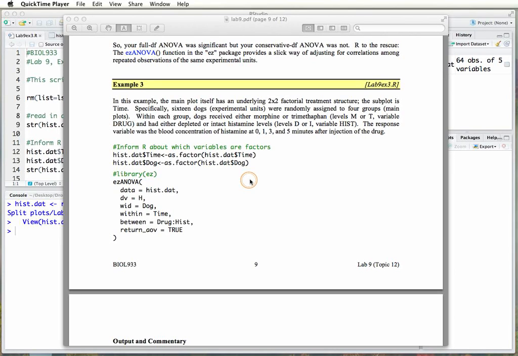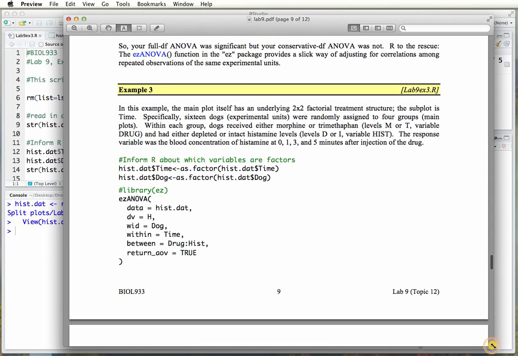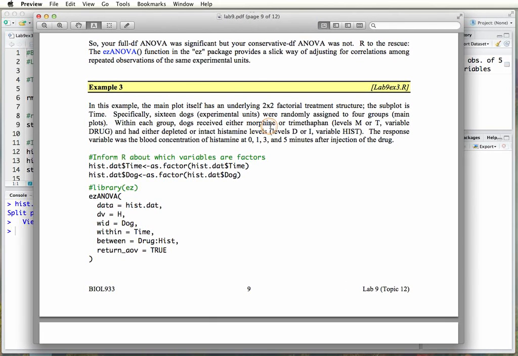Okay, continuing on with the third example, this is a relative of the split plot. This is a repeated measures analysis. And before getting into it, let's just talk a little bit about the experiment itself. In this study, the main plot itself is going to have an underlying 2x2 factorial treatment structure, and the subplot, of course, is time. That's the whole point of the split plot, is that we are splitting in time.